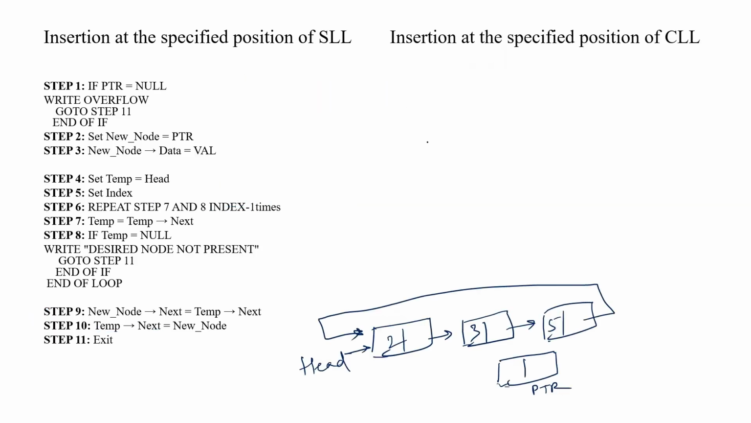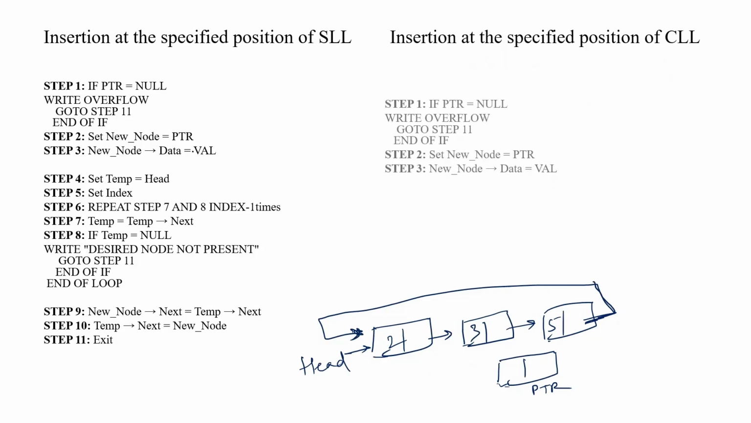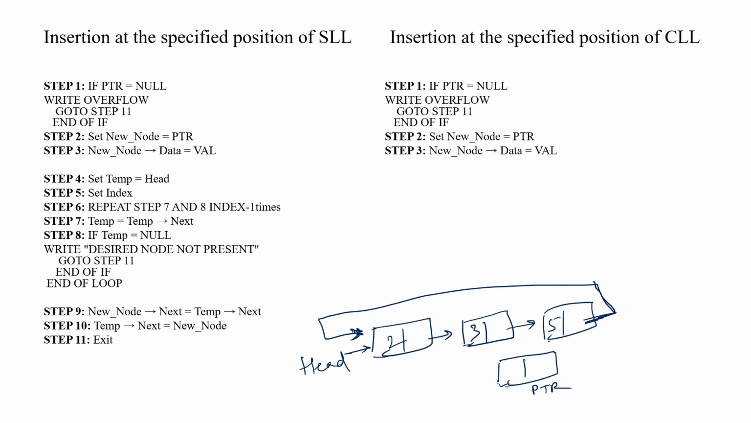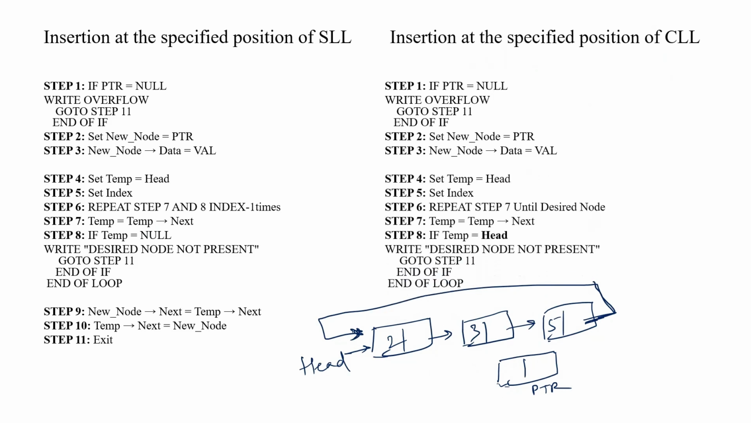Now let's suppose we are going to insert the node at any specific position of the circular linked list. Again, the scenario is the same, just the difference is that this 5 is now connected with the 2. So if you want to add a node anywhere, then your algorithm will remain the same. You see step number 1 to 4, that is also the same. And from step number 4 to 8, only one change we are going to make: we check if temp is equal to head, then the desired node is not present.